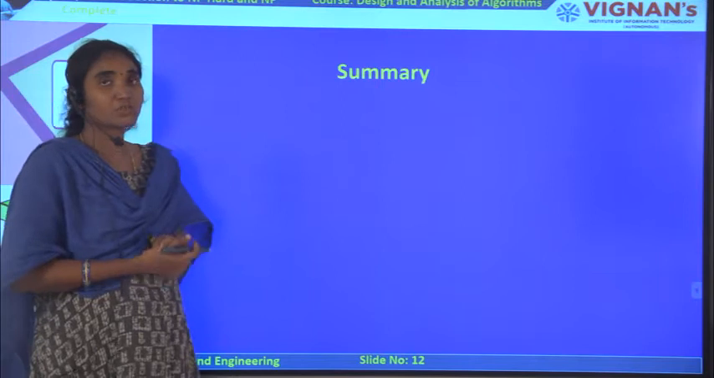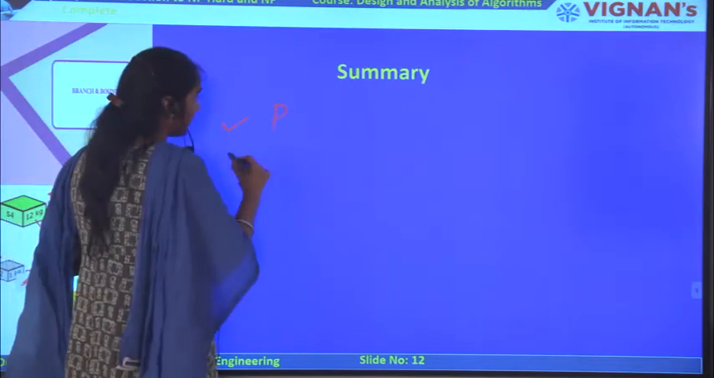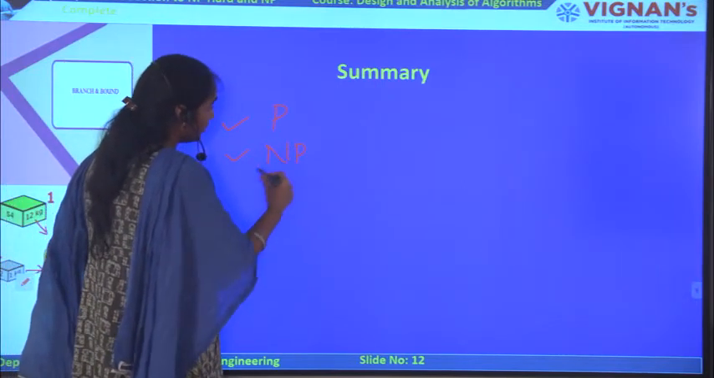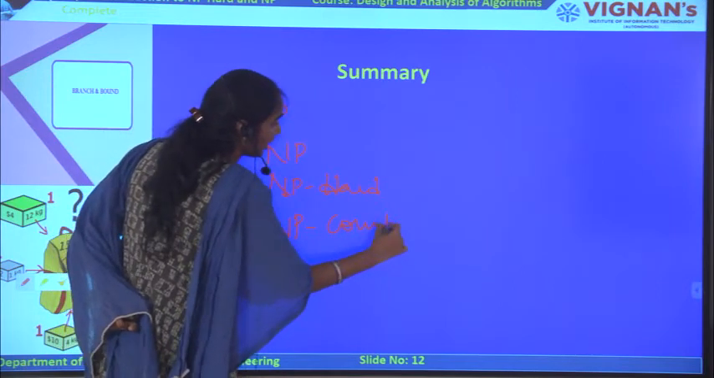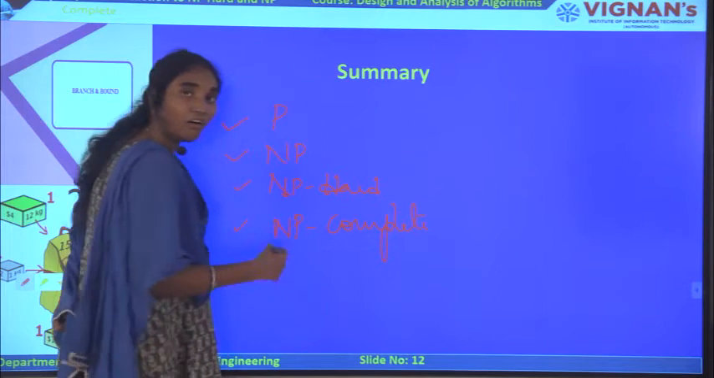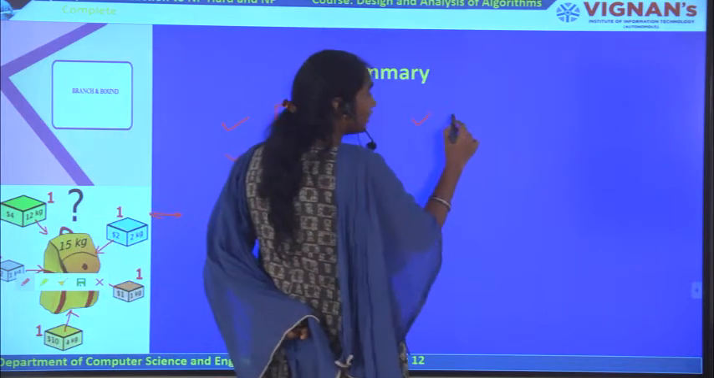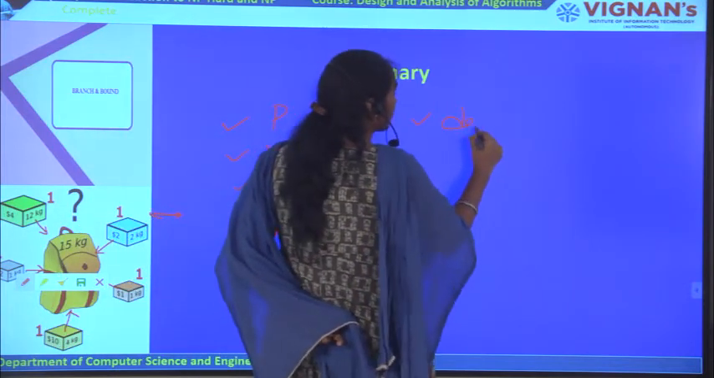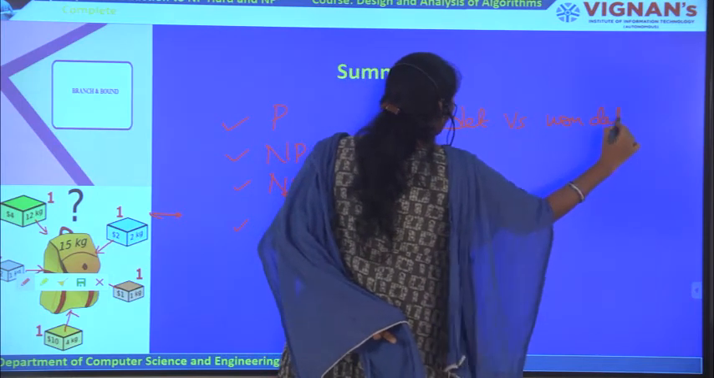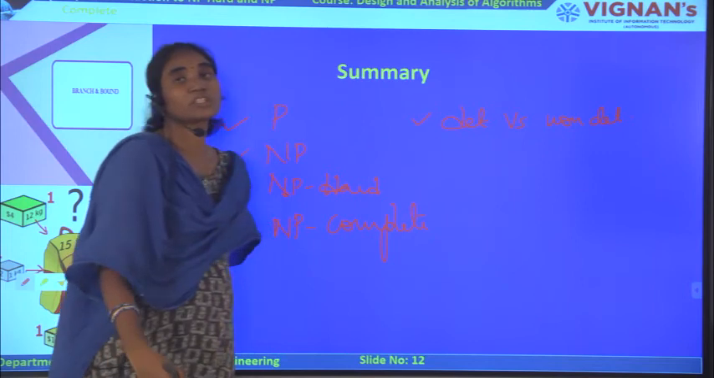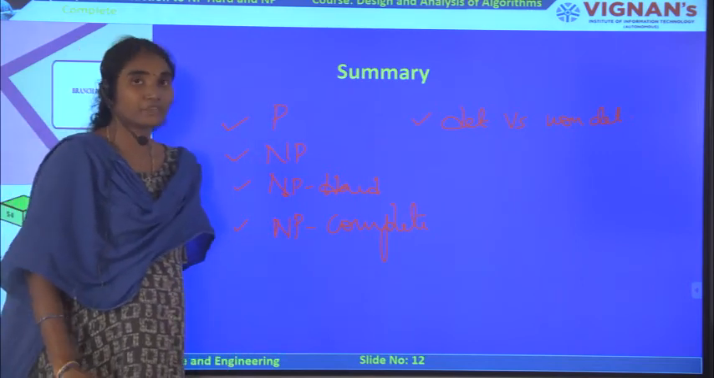Coming to the summary. Today we have seen what is meant by P, NP, NP hard, NP complete, and also the relation among all of them, and also we have seen deterministic versus non-deterministic algorithms. Those we have seen. Thank you.